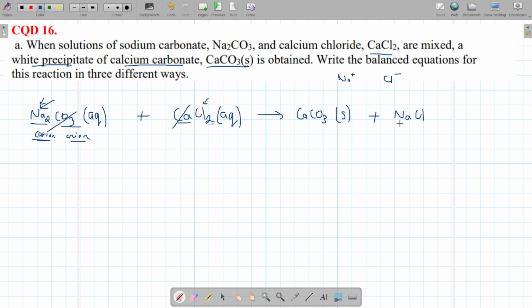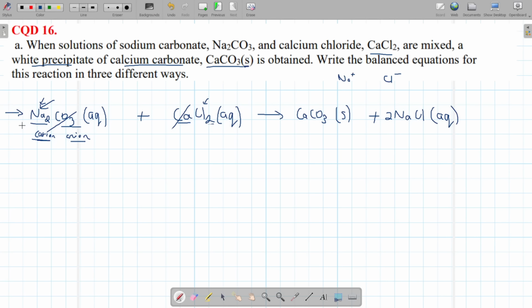But you're going to see now. You have to balance this. Can we balance this? CaCO3: we have one calcium here and one calcium here, so calcium is balanced. The CO3 is balanced too. Na here we have one, here we have two. And Cl here we have one, here we have two. So what do we do? Do we put two down? No, you put the two beside. And this NaCl will be aqueous. That's how you write a chemical reaction for precipitation reactions.